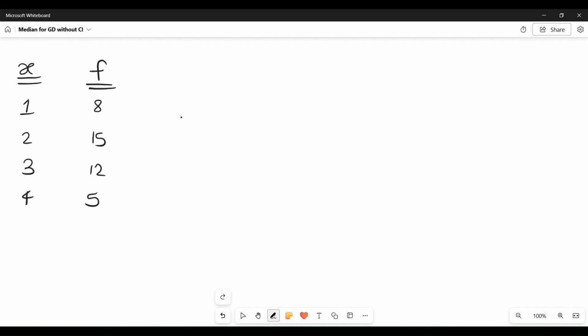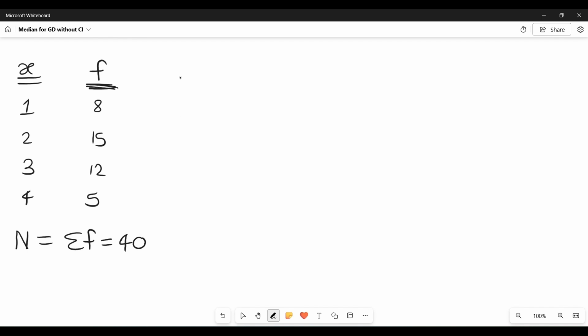Our next step is to calculate total number of data points. Before we begin, we need to know how many data points are there. So we can calculate this by calculating the summation of this particular column, that is F column. This summation is denoted by capital N. Capital N is equal to summation of F. So summation of these four values, that is 8, 15, 12 and 5, is equal to 40.